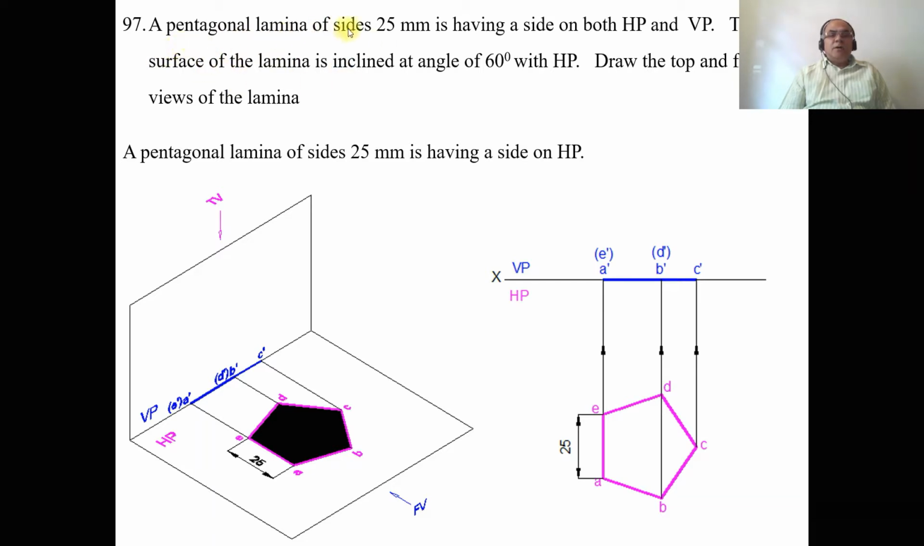A pentagonal lamina of sides 25 mm is having a side on both HP and VP. The surface of the lamina is inclined at 60 degrees with HP. Draw the top and front views of the lamina.